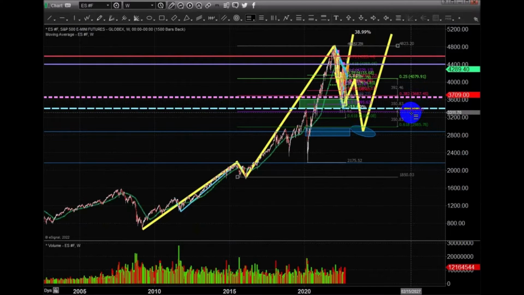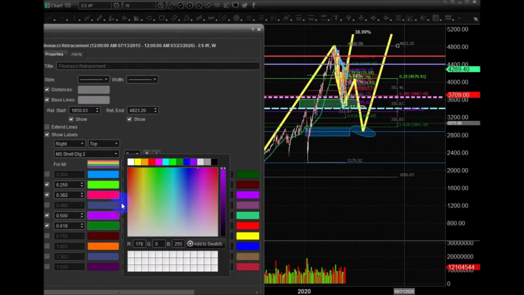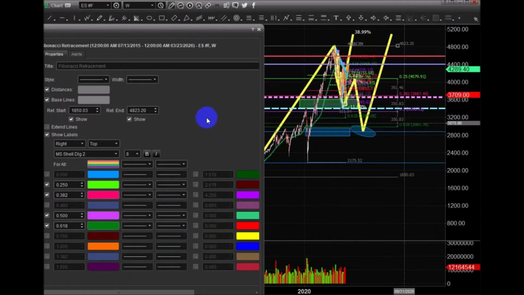We have a secondary move here. I'll have to increase this, make it a brighter color because I can't see it. So 682 should be this one, I believe. And we'll make it a very bright color. Still need to make it a little bigger. Let's see, font size 10.